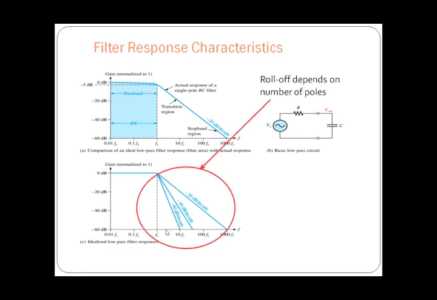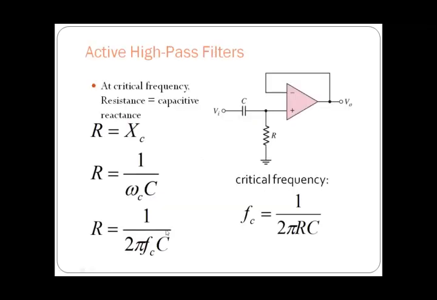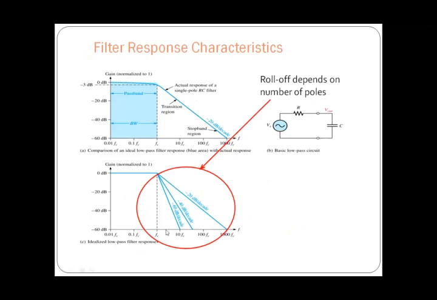So here the roll-off depends upon the number of poles, that is nothing but the number of RC circuits we are introducing in the filter response. So this is the topic we have discussed today.